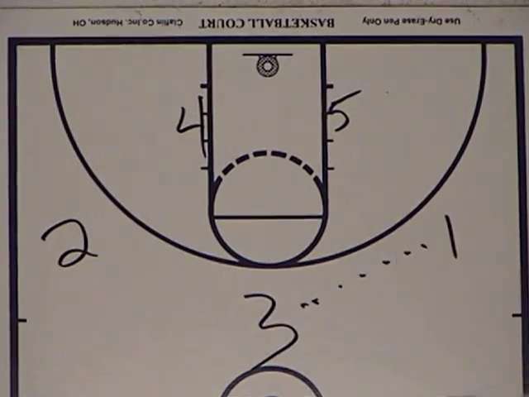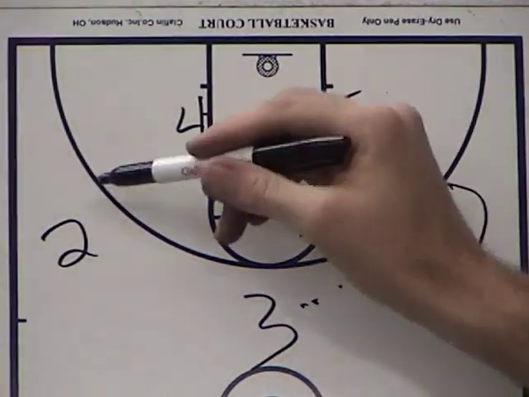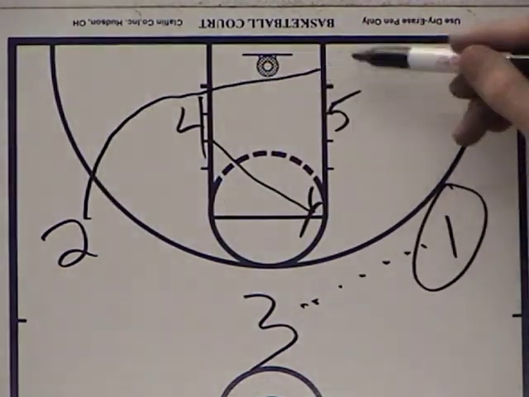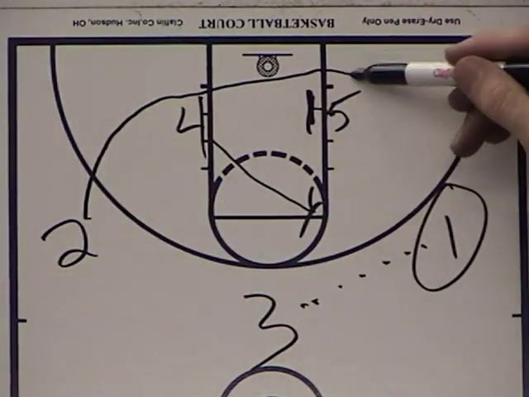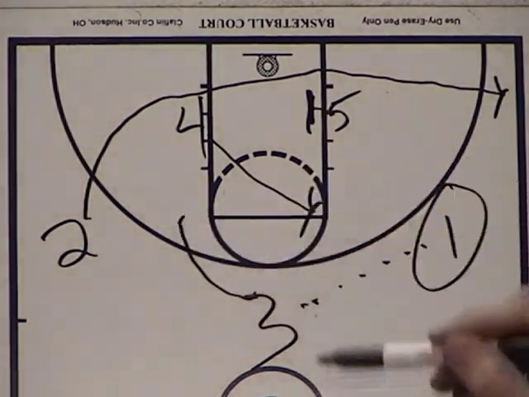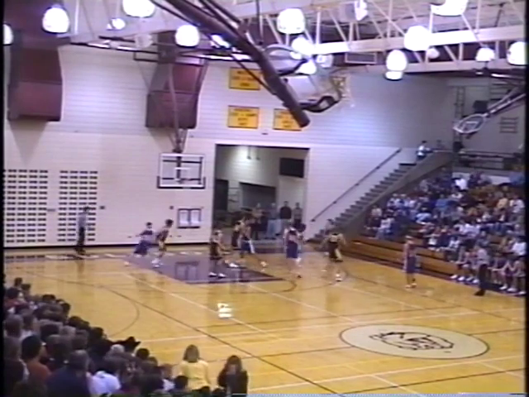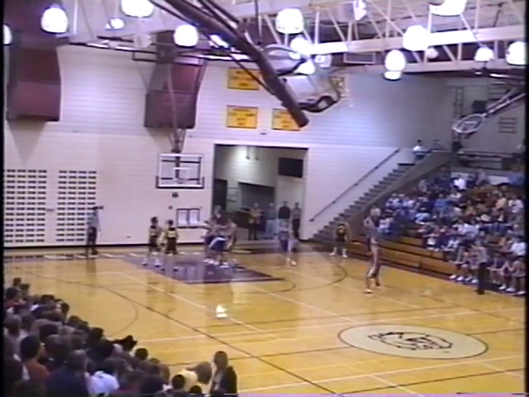Go is a special play, also against zone. We throw the ball to the 1-man. At the same time, 4 comes up to the high post, and 2 comes off a screen of 5 and goes all the way to the corner. We try to get him a 3. That is our top shooter. So 2 runs all the way over and gets a wide open 3.